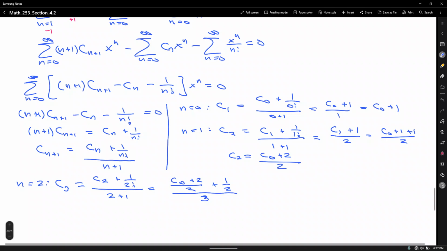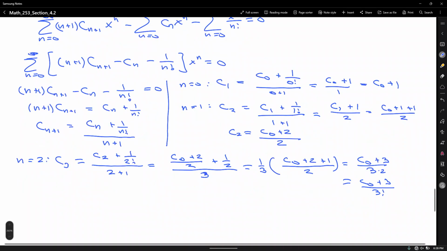Check this out. How do we handle this? This is the same as saying 1/3 times whatever we get from this. Do you guys agree, same denominator? We can write c sub 0 plus 2 plus 1, everything divided by 2. That is c sub 0 plus 3 divided by 3 times 2. But do you guys agree that this is the same as saying c sub 0 plus 3 over 3 factorial?